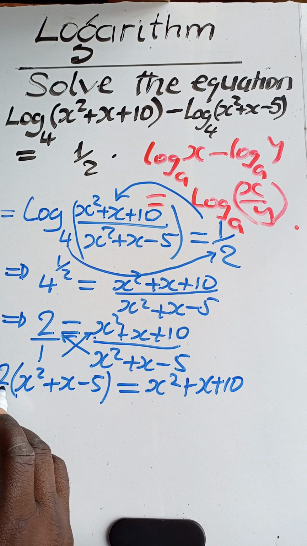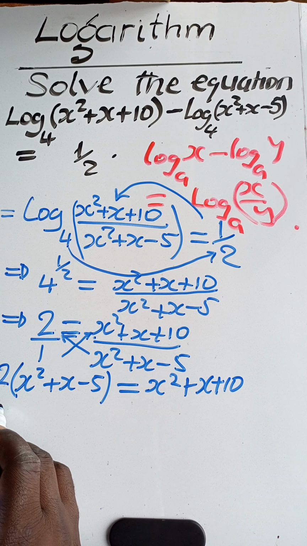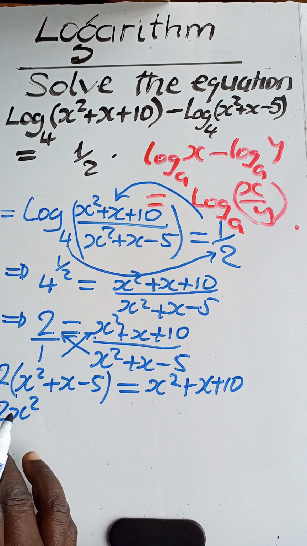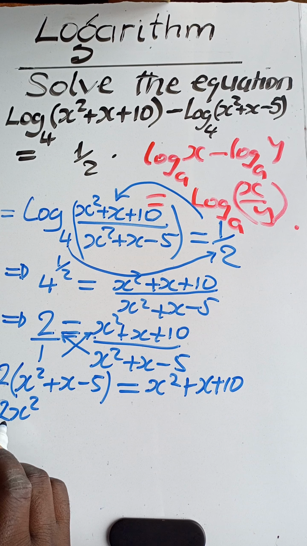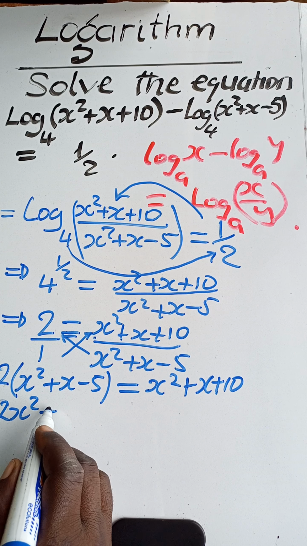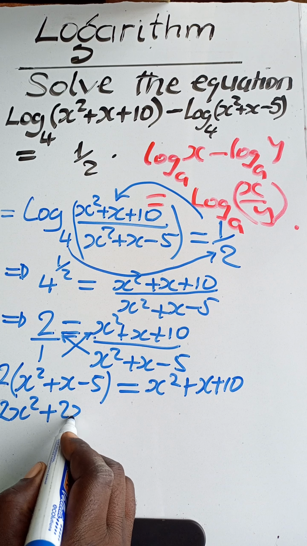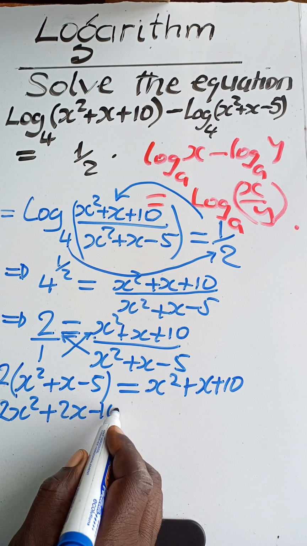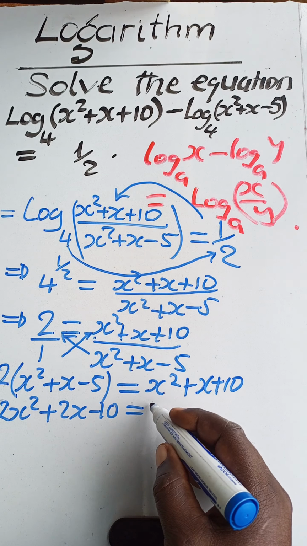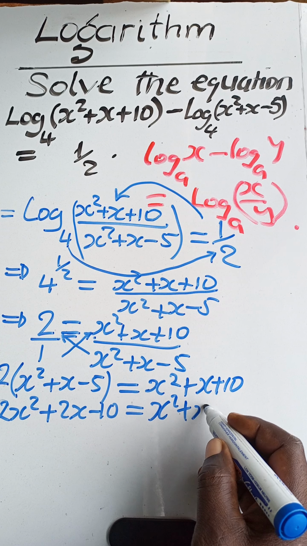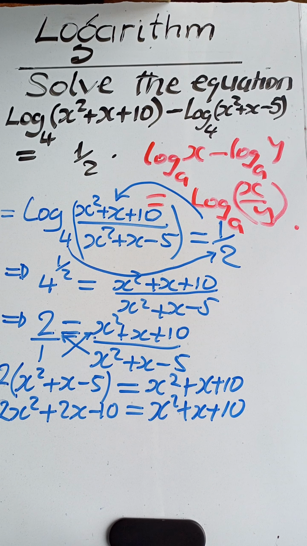Open out this bracket, 2 multiplied to x squared gives us 2x squared, plus 2 times x is 2x, 2 times negative 5, negative 10, giving us x squared plus x plus 10. Now let us bring like terms together.